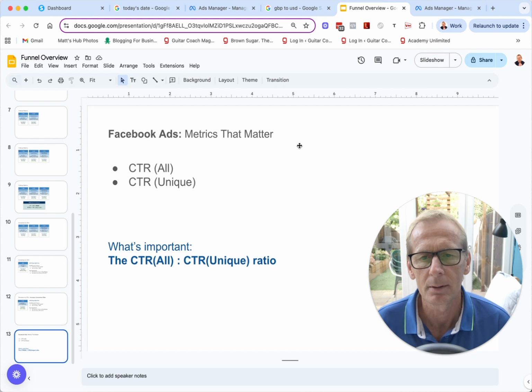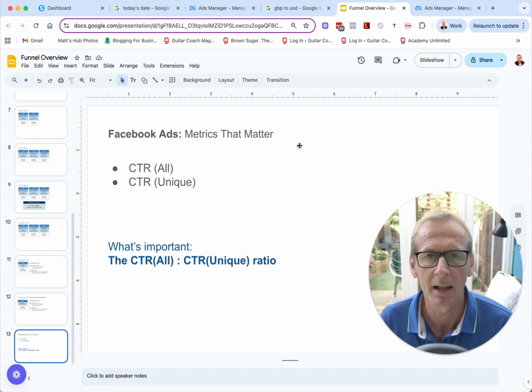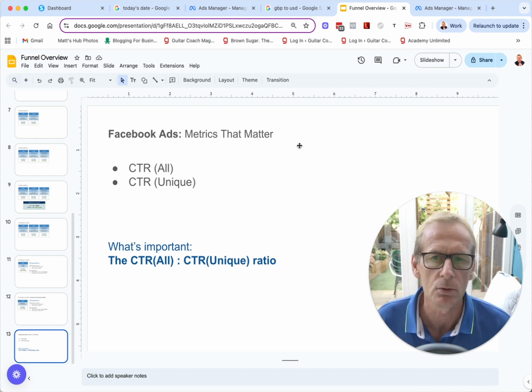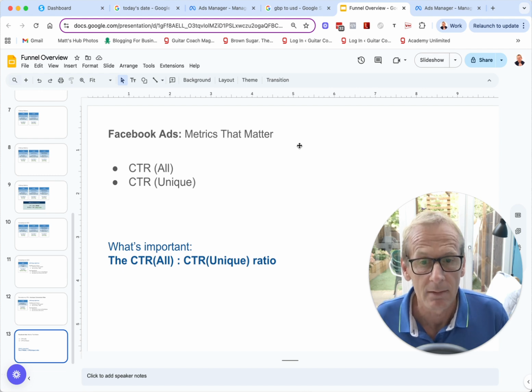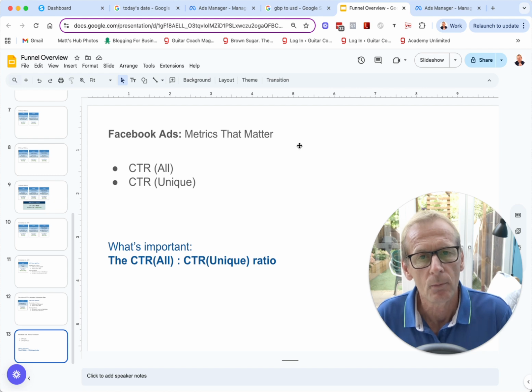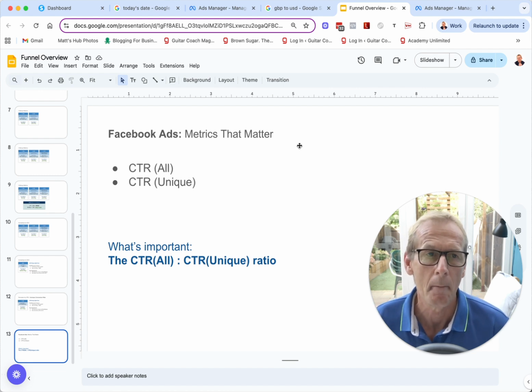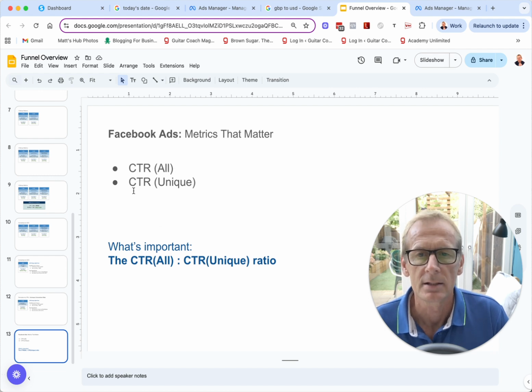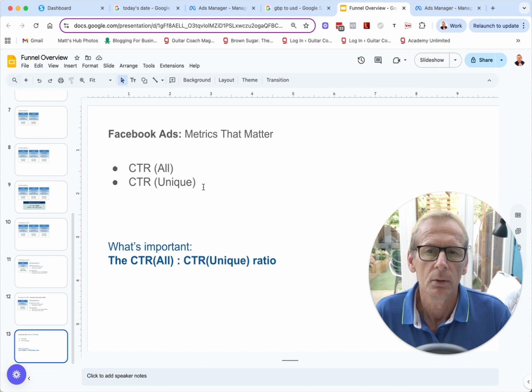Anyway, let's talk a little bit about Facebook ads. Now, there are a gazillion different metrics. There's actually over 100 different metrics you can look at in terms of Facebook ads, whether that's the clicks, the engagements, the video views, any of the custom events, that type of thing. But when it all comes down to it, for me, there are only really two metrics that you should be looking at all the time. And they are these two: CTR All, which is click-through rate all, and CTR Unique.